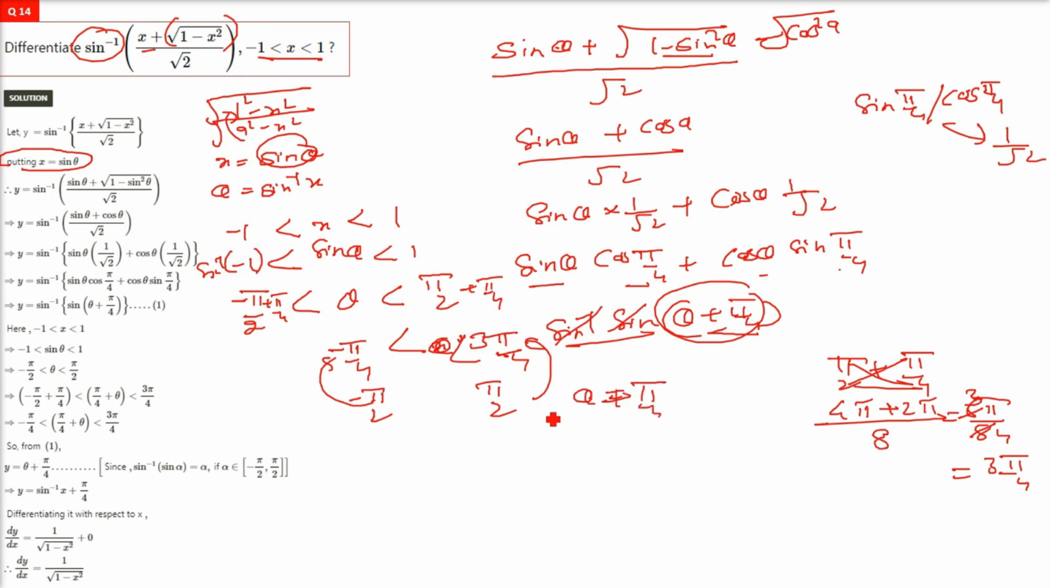So we just have to differentiate theta plus pi by 4. Why theta plus pi by 4? Because theta is introduced by you, so you have to convert it into x. I told you theta is sine inverse x. So it is sine inverse x plus pi by 4. You just have to differentiate this, dy by dx. Pi by 4 will be 0, sine inverse x will be 1 by under root 1 minus x square. That is your final answer.